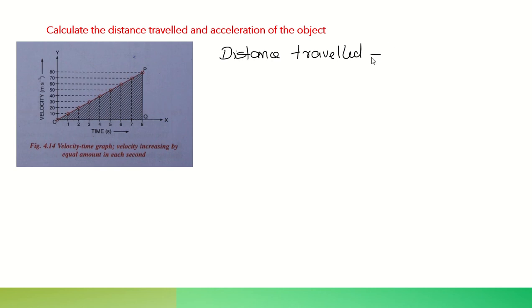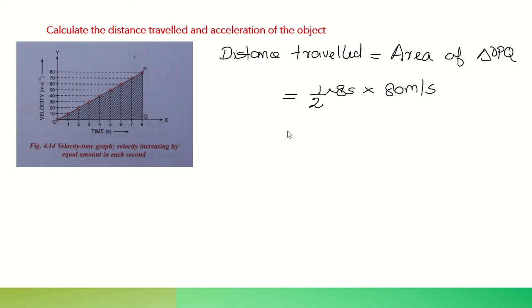So distance traveled is equal to area of triangle OPQ. So area of triangle OPQ is, area is equal to half into base into height. Base is 0 to 8, right? So 0 to 8 is 8 itself, 8 second multiplied by height. Height is 80. Here velocity is taken in meter per second. So 80 meter per second. So 4 into 80, that is 320 meters, because 8 second into 80 meter per second. So distance traveled is equal to 320 meters.